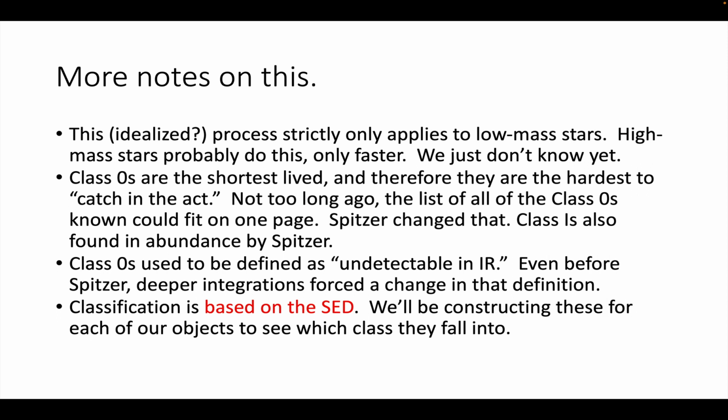Same with class ones. Class zeros used to be defined as undetectable in the infrared, but that was a really poor definition even in the beginning. And again, the classification is based on the SED shape. So we'll be constructing these for each of the objects that we find to see which class they fall into.